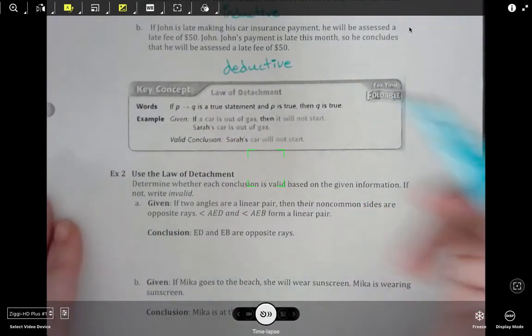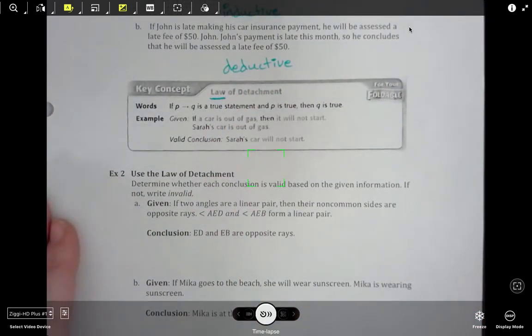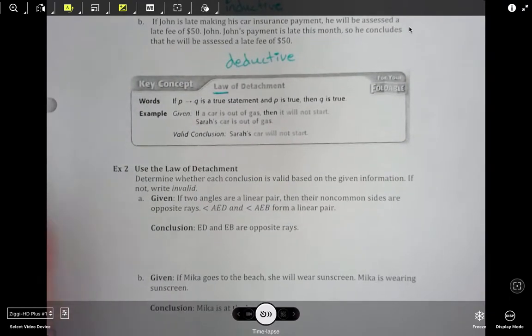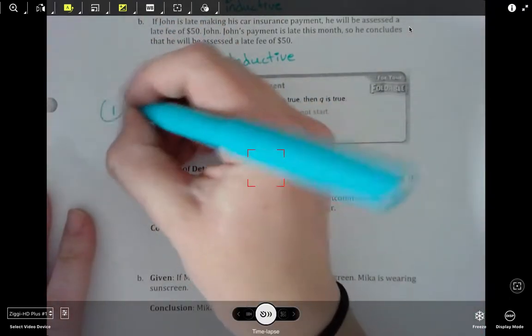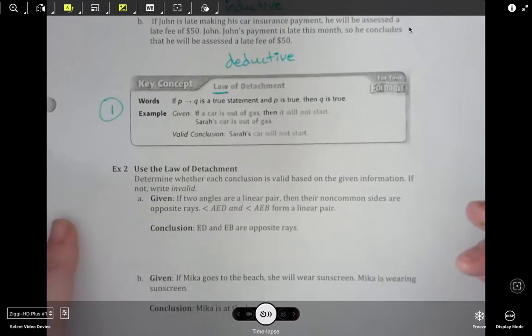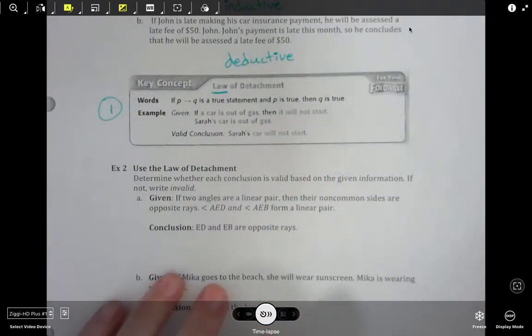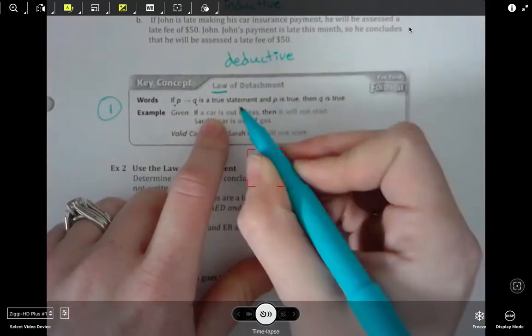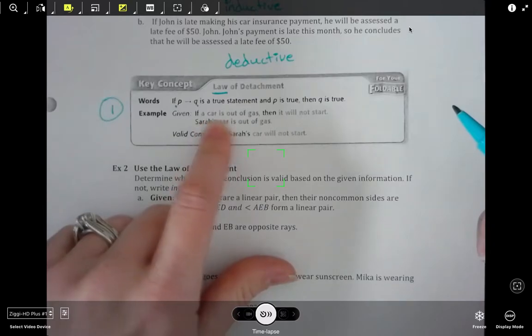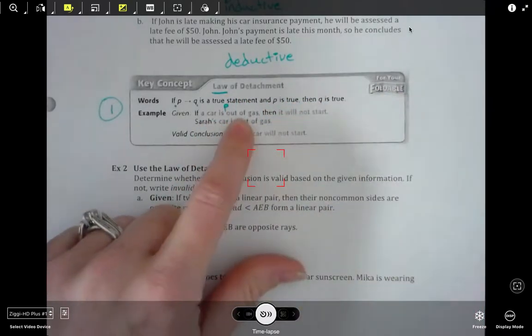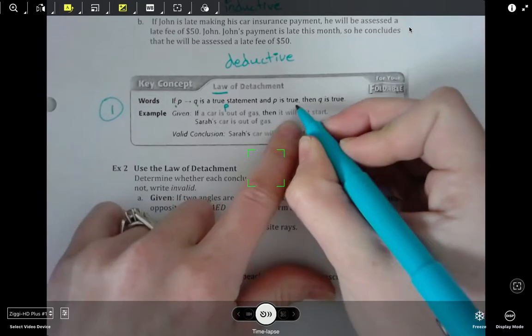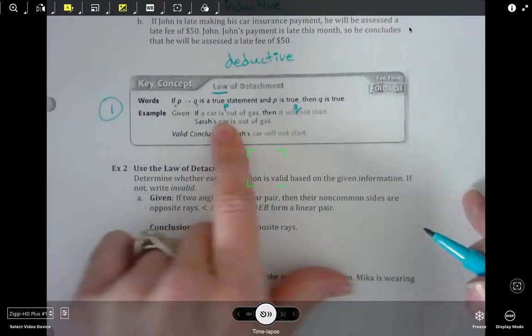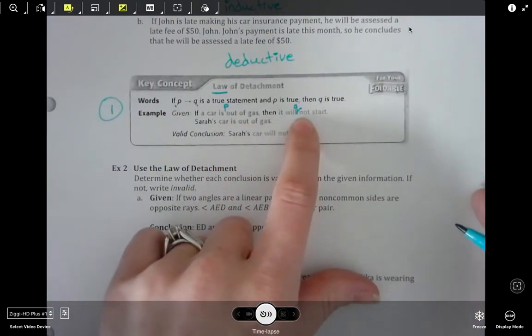Now, there are two laws, and these are kind of stupid laws, but two laws that go with statements. This is the first one of the two. So this is the law of detachment. The law of syllogism is on the other page. But law of detachment, okay? It basically starts out with two statements, a P and then a Q, okay? So label this as I label it here. If a car is out of gas, that's my statement P. Then it will not start. That's statement Q, okay? If a car is out of gas, then it will not start, okay?